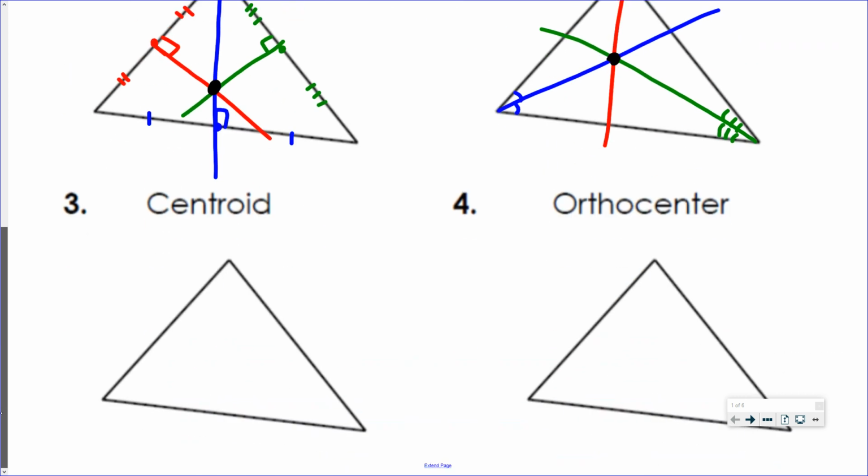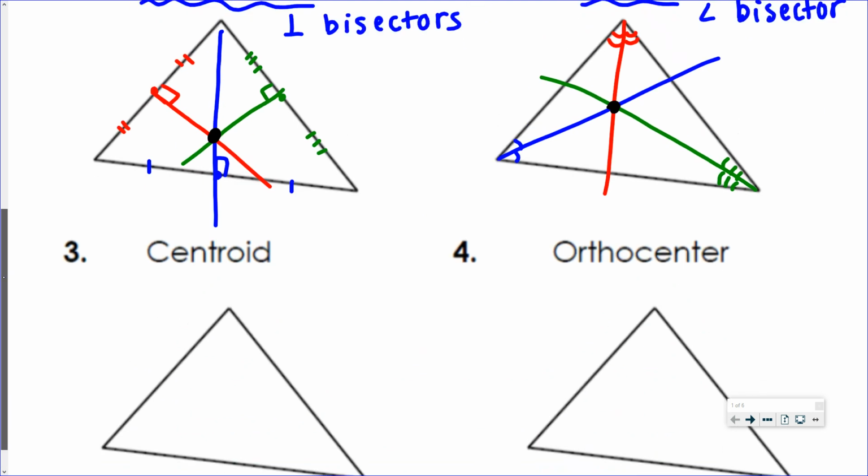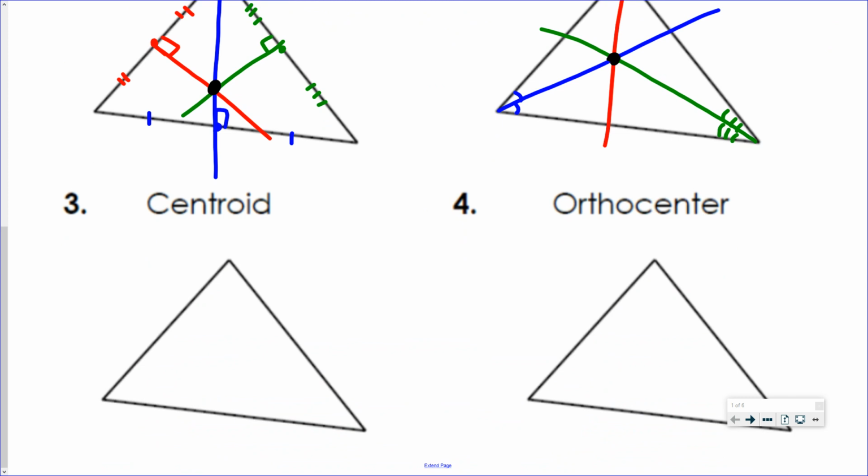In 5.2, I gave you 2 new centers, the centroid and the orthocenter. Okay, anyone remember what the centroid is? An intersection of what? You just shout it out. The medians. Good, the medians. And a median, folks, is from a vertex to the opposite side, intersecting at the midpoint.